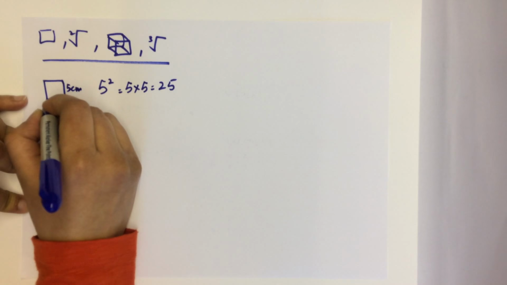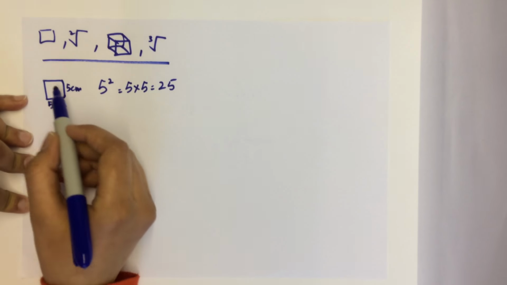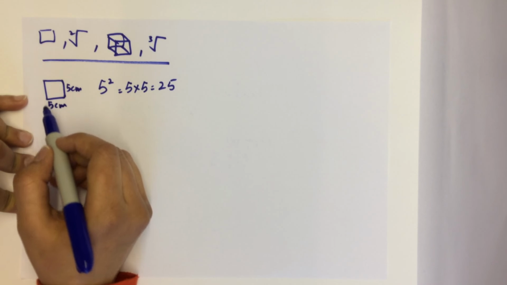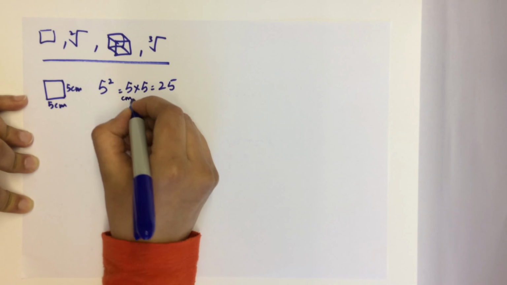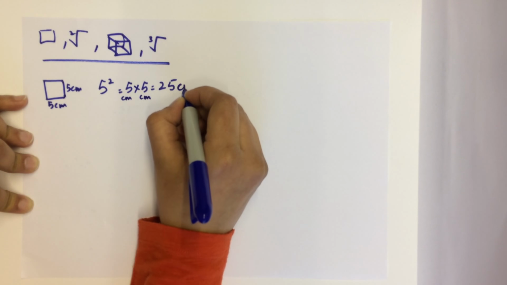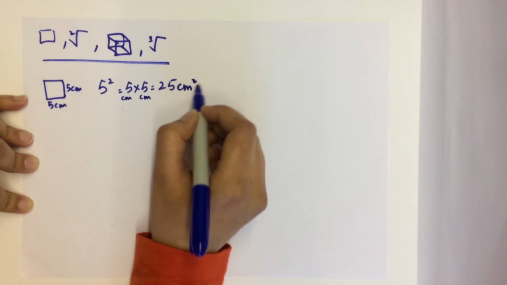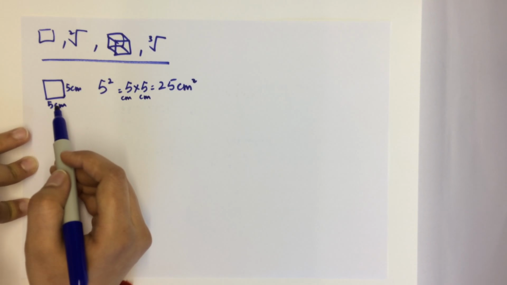We're actually talking about the area of a square whose dimensions are 5 centimeters. That's why centimeter into centimeter is called a centimeter square. This is what denotes that we're talking about a square.